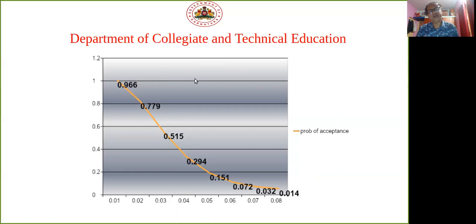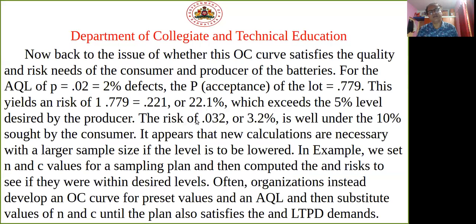Now we will discuss what exactly is happening here, whether this plan is applicable or not. Back to the issue of whether the OC curve satisfies the quality and risk needs of the customer and the producer of the battery. We have to think whether the OC curve that we have drawn fits the consumer and the producer.